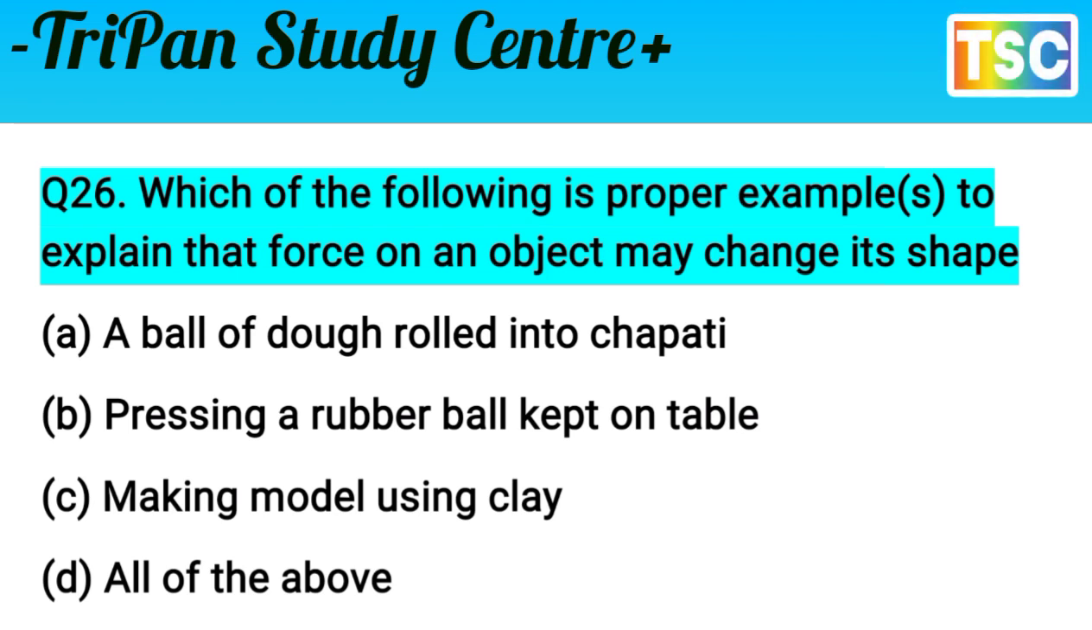B. Pressing a rubber ball kept on the table. The rubber ball has a round shape, but when you press it, the shape changes. So option B is also correct. And C. Making a model of clay. Clay simply has no shape, and you give it a shape, which means a change of shape. So option C is also correct. So option D is correct, all of these are examples of change of shape. Let's see the next question.